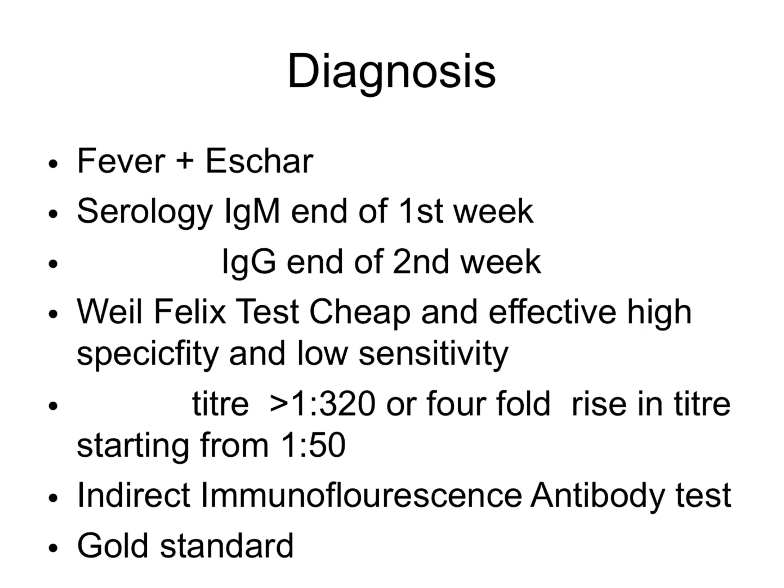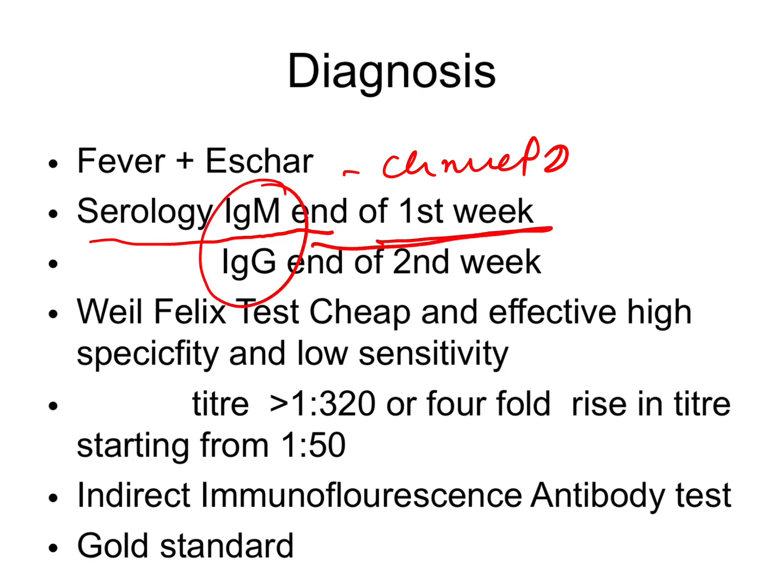Diagnosis of scrub typhus can be made if the patient has a history of fever with a scar at the sites which I mentioned in the previous slide. It is a clinical diagnosis and we must not miss it. In scrub typhus serology, we should do IgM and IgG. IgM is usually positive at the end of the first week and IgG positive at the end of the second week. If they are positive, then we must also think that the patient is having scrub typhus and we should treat them accordingly.